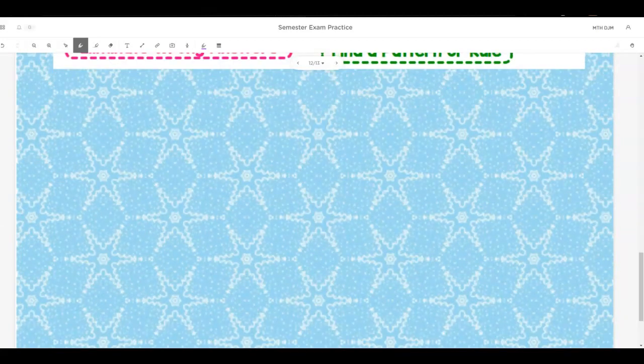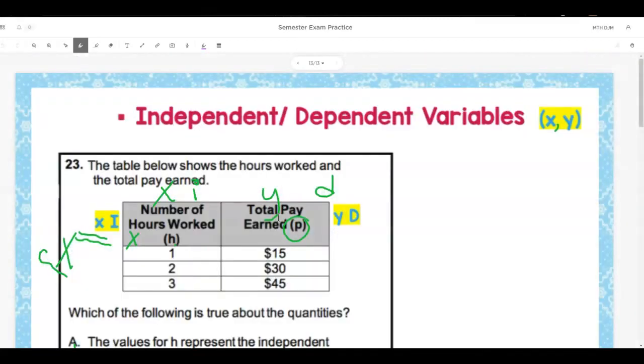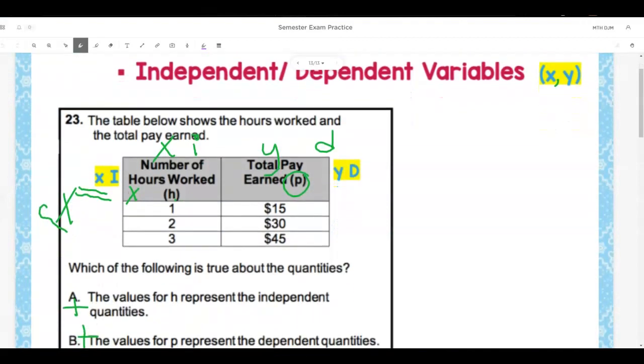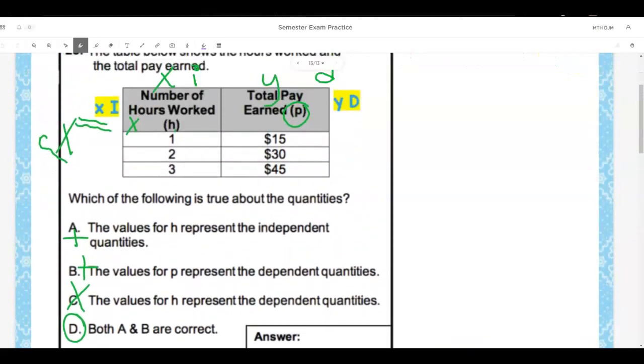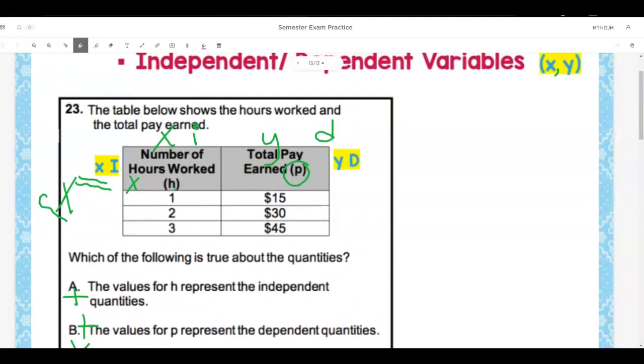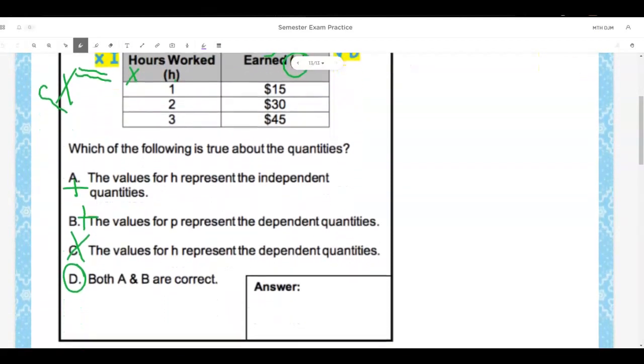All right. And that brings us back to here. And we've already done this one. We talked about how X is the independent, Y is called the dependent. Okay, and my value for Y is going to depend on X. We'll be working more with that in the next 6 weeks.